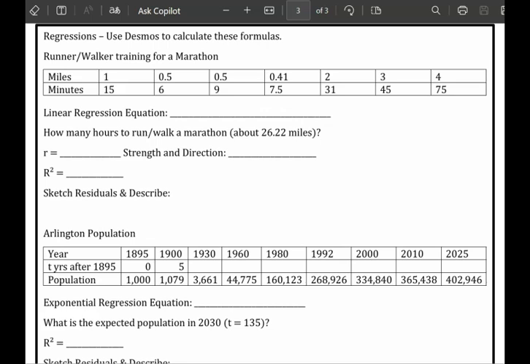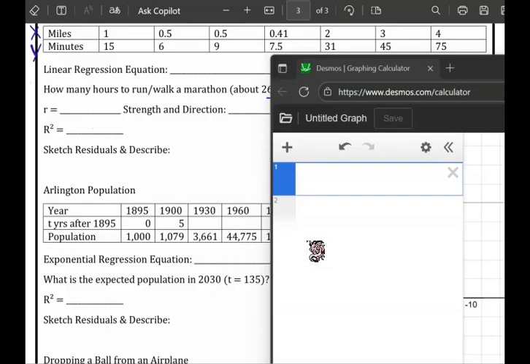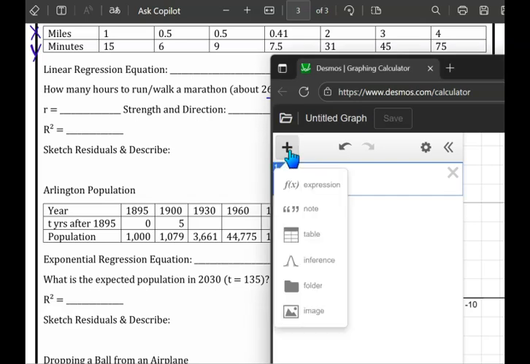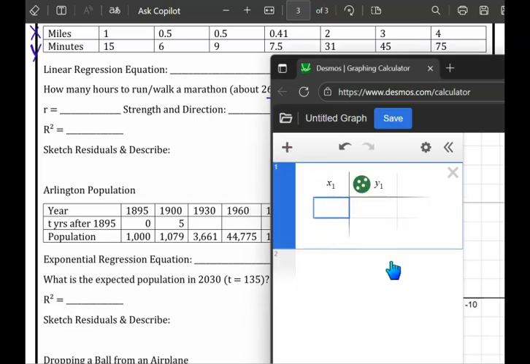Now, to find the linear regression equation, we want to put these into Desmos. Since it's giving us the miles, let's go ahead and say that miles is going to be our independent variable, x. And so our dependent variable in this case will be minutes. To find the regression on Desmos, you will click the plus sign and then go table and then type in your values.